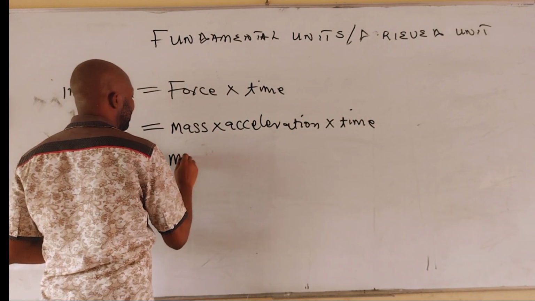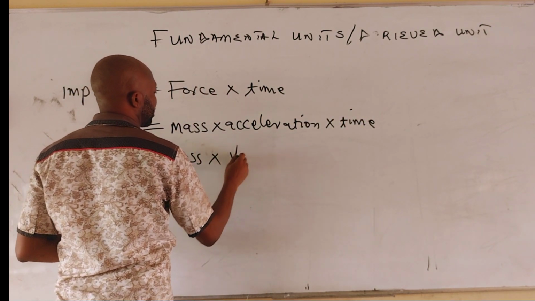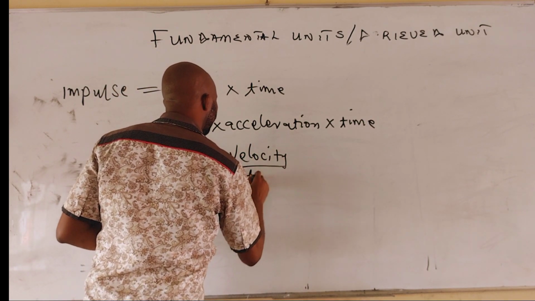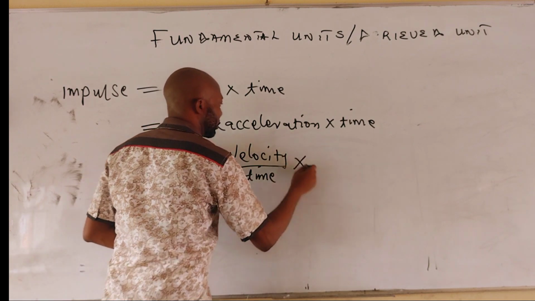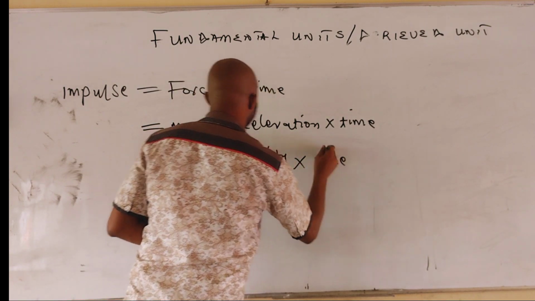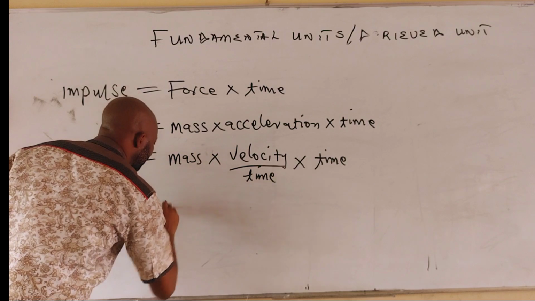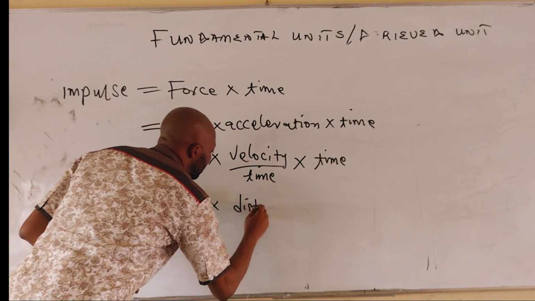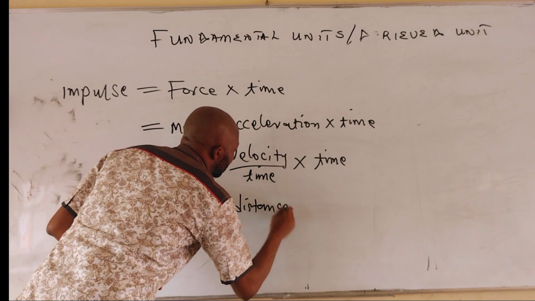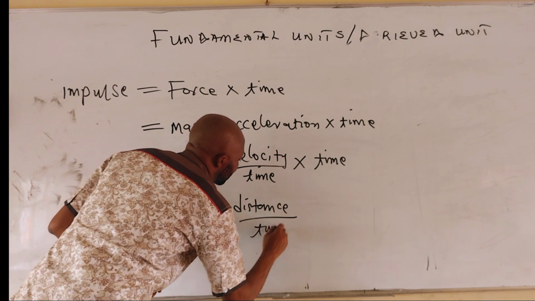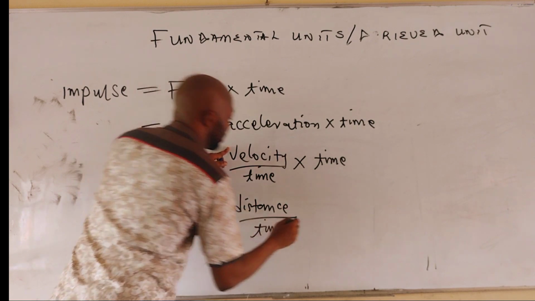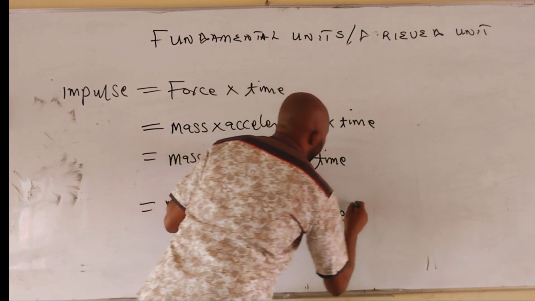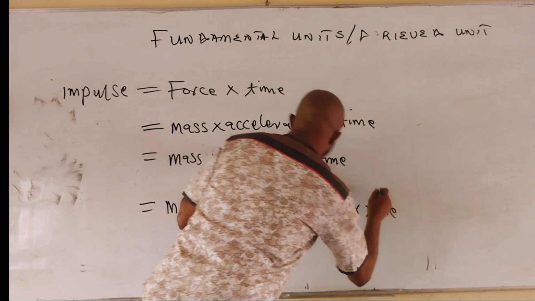And this is my mass. The acceleration is velocity over time times time, and this is my mass, and velocity is distance over time, as for velocity, divided by time times time.